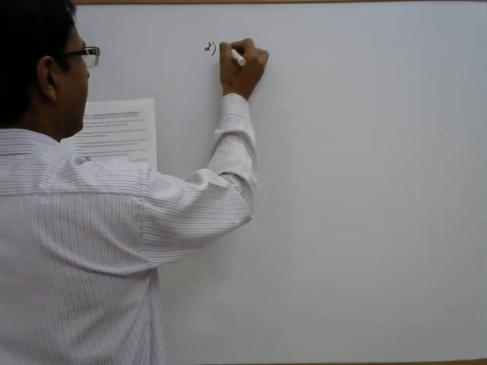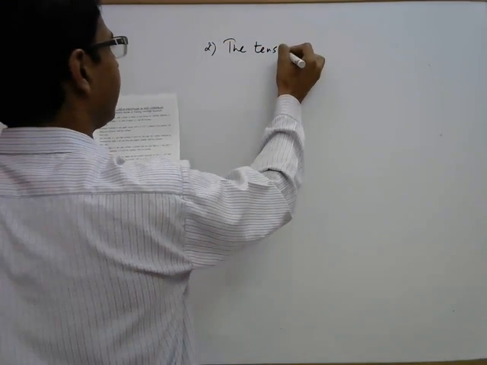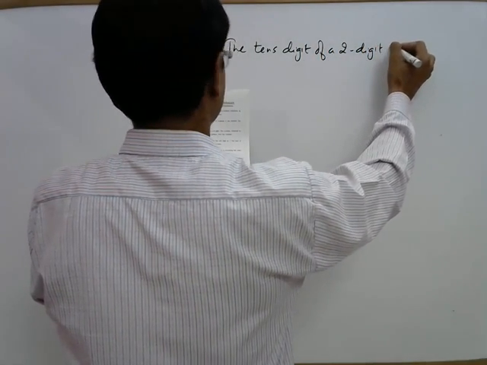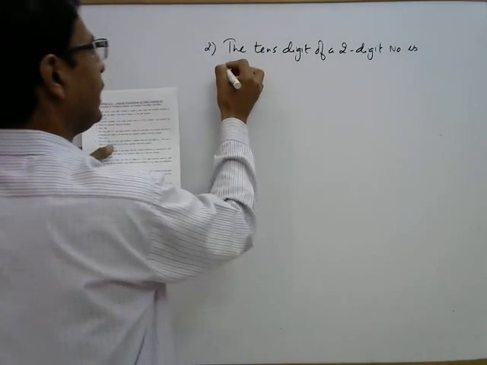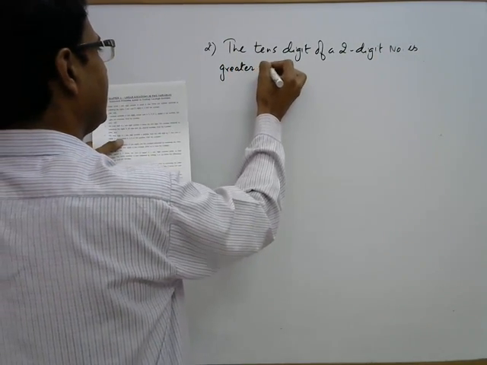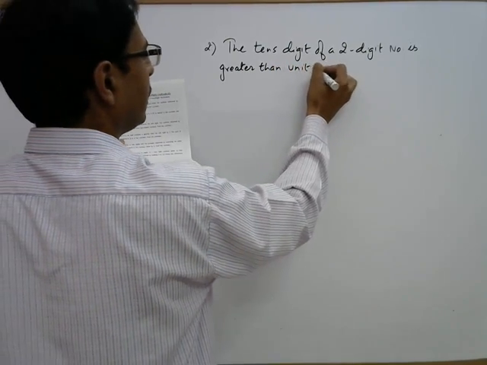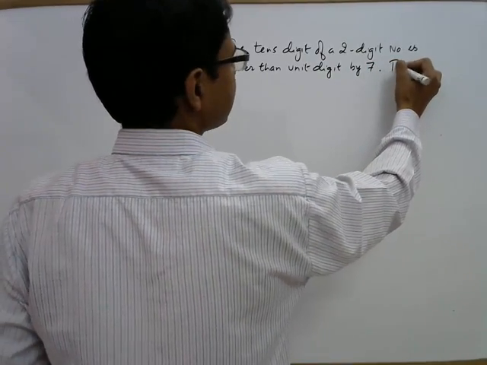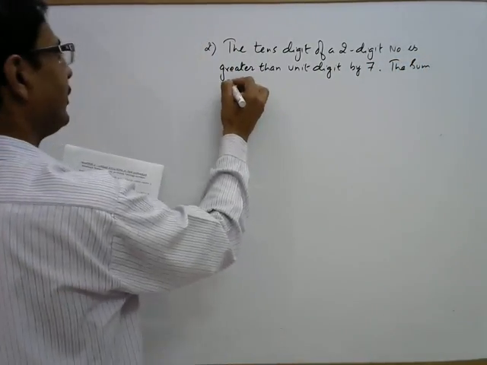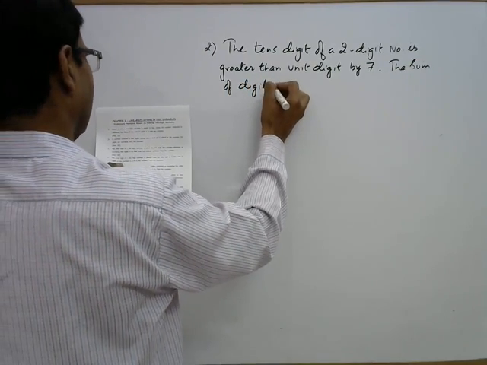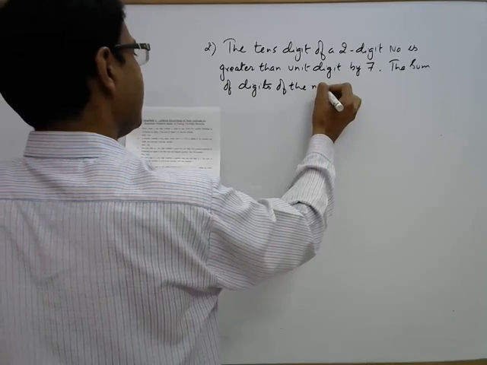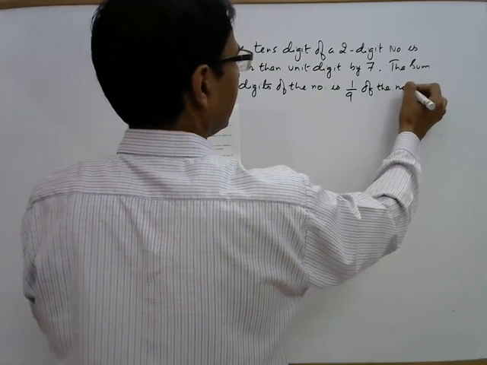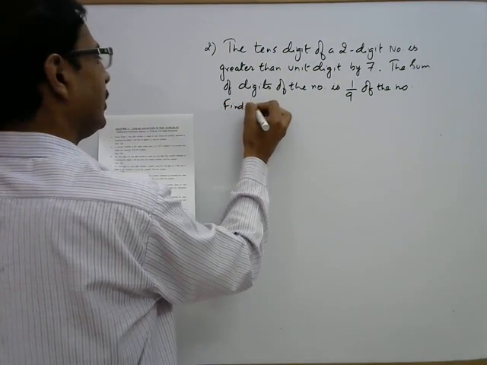This is the second question. The tens digit of a two-digit number is greater than the unit digit by 7. The sum of digits of the number is 1 by 9 of that number. So we need to find the two-digit number.